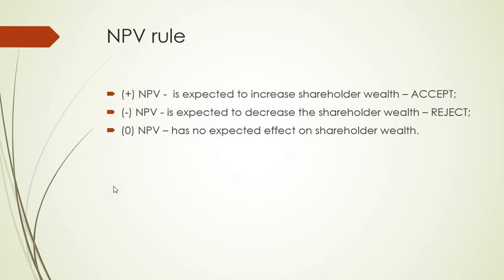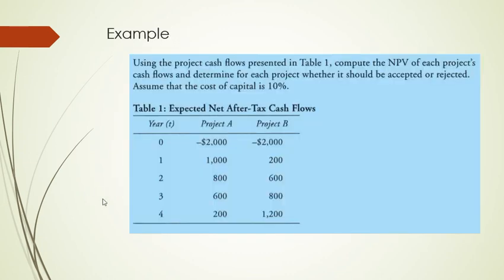So NPV rule, if the NPV is positive, we are undertaking this project, which means that it is expected to increase shareholders' wealth, and we can accept it. If your NPV is negative, which means that it is expected to decrease the shareholders' wealth, we're going to reject that. If the NPV is zero, it has no expected effect on shareholder wealth, and it should not interest us. Okay, so let's do some example.